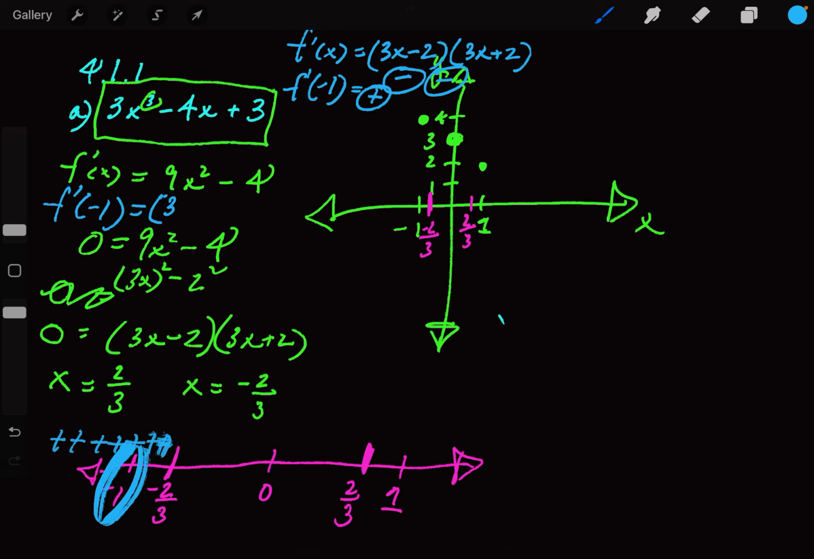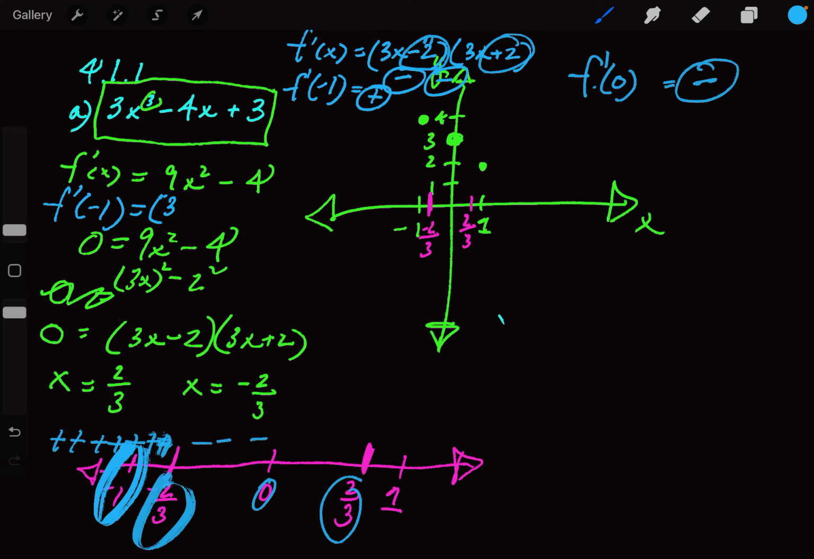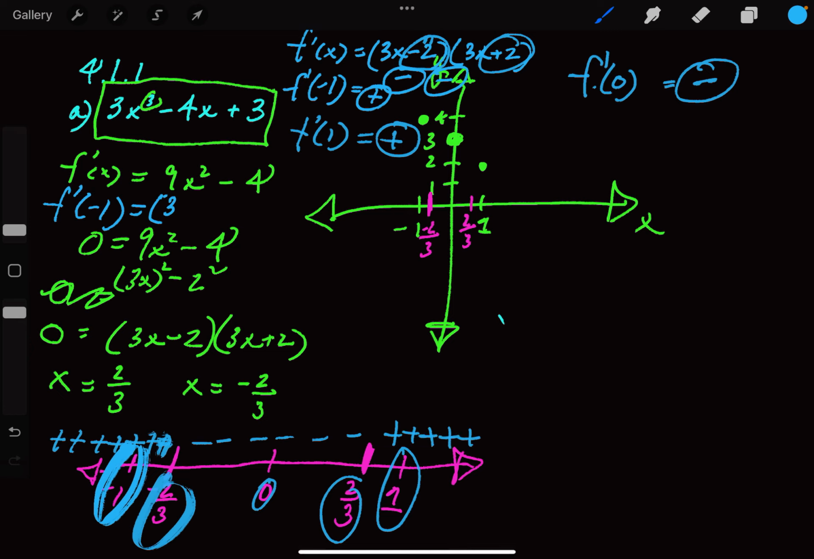Now I pick a point between -2 over 3 and 2 over 3, which is 0. 0 is a good test point. I plug in 0 to this, I'm going to get -2 times +2. So f prime of 0 is -2 times +2, which is negative, so this is all decreasing, and my function's decreasing on this interval here. And now I pick a test point to the right of 2/3, and that'll test my final interval. If I do f prime of 1, this is 1, this is 1, it's a positive times a positive, so it's positive. So that means my function is increasing on this interval.